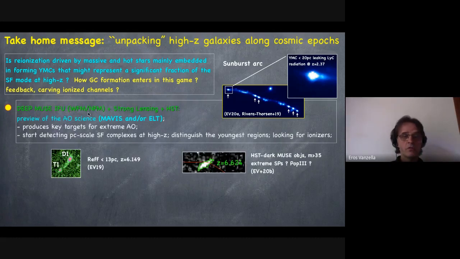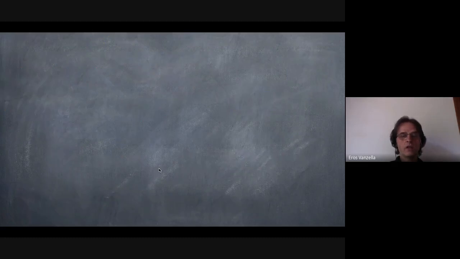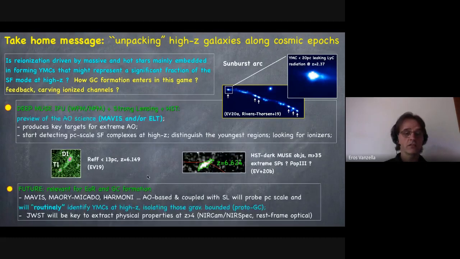So deep MUSE IFU plus trans-lensing plus HST are providing interesting things at the frontier that are calling for future facilities. And for the future, of course, MAVIS or MORFEO, MICADO, HARMONI on this kind of superlensed objects or even moderately lensed objects will routinely identify star clusters up to the redshift of reionization. So I would say that LEGUS will be doable in the future with future facilities along cosmic time. And JWST, of course, will provide information for the rest-frame optical that by definition is moved away from the K-band, so it's a matter for JWST. So I will stop here, and thanks for your attention.